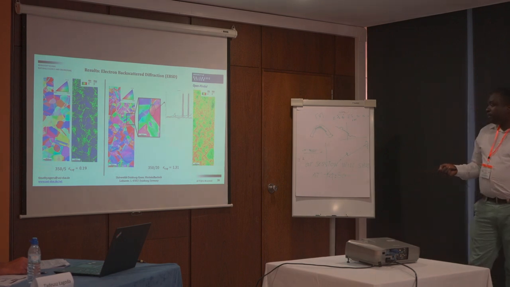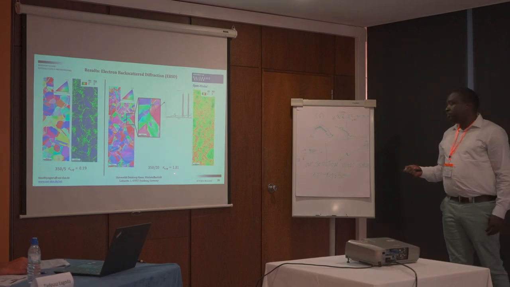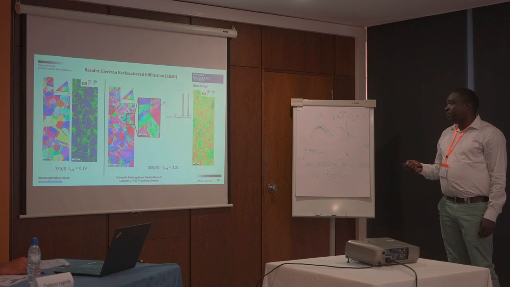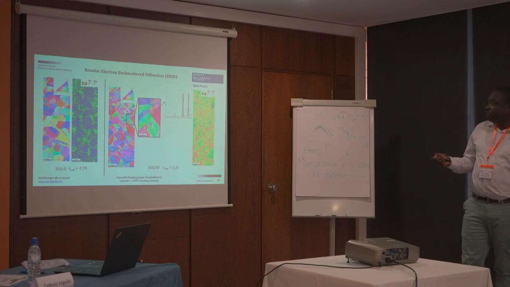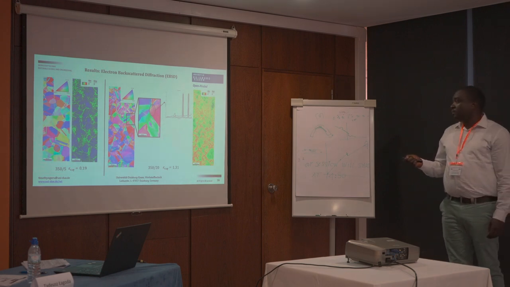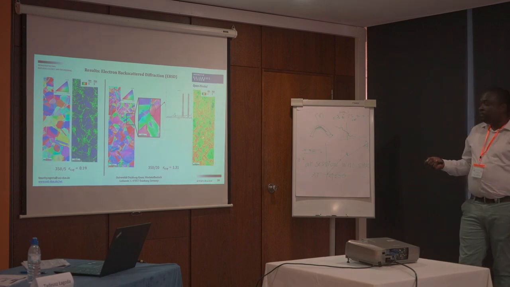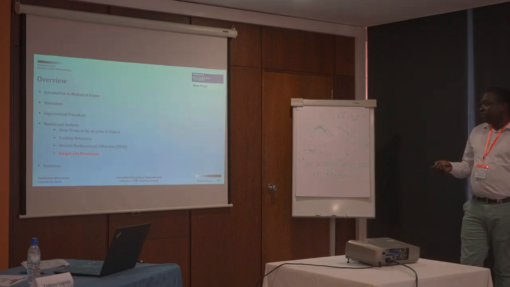For the high strain amplitudes, we see deformation twins with a 60 degree point-to-point misorientation, and we see annealing twins losing their integrity. For the kernel average misorientation map, we see misorientation all around the microstructure.